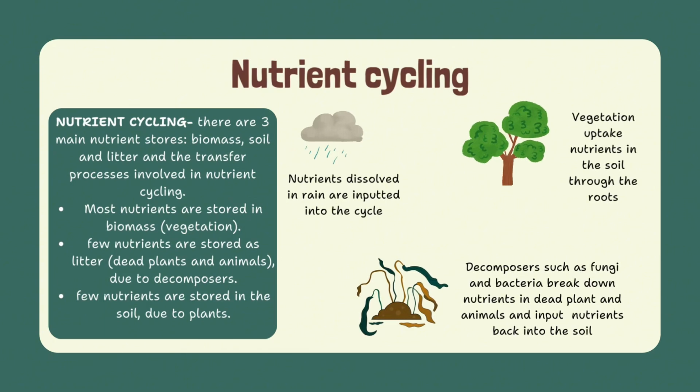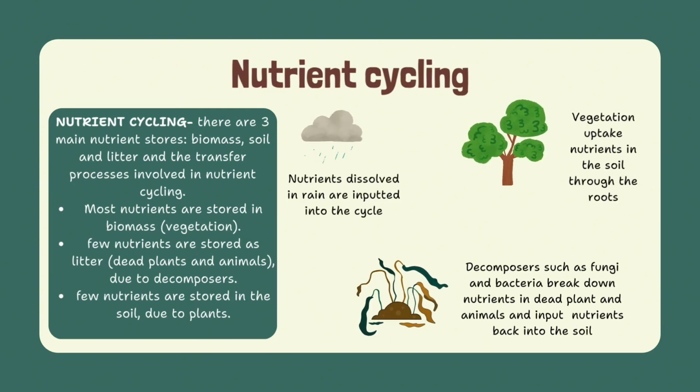The three main stores are biomass, soil, and litter. Most nutrients are stored in biomass, which is vegetation, and few nutrients are stored as litter in dead plants and animals, and few nutrients are stored as soil due to plants uptaking them.